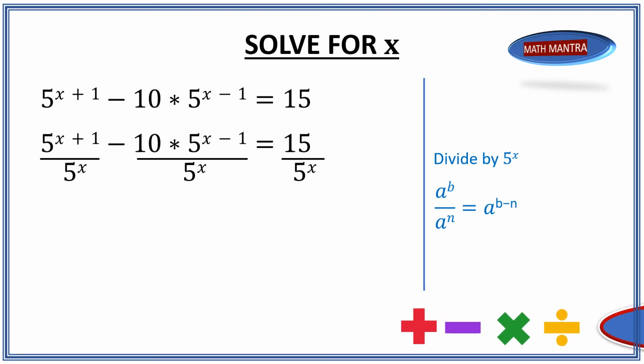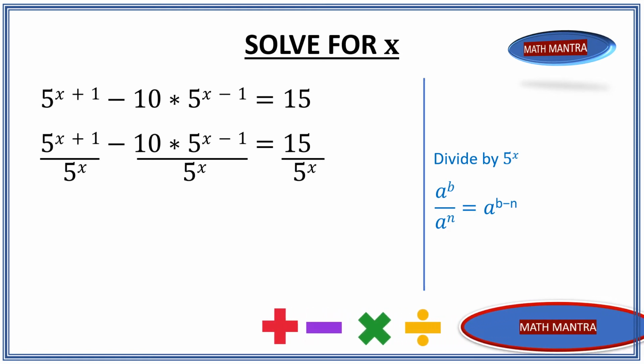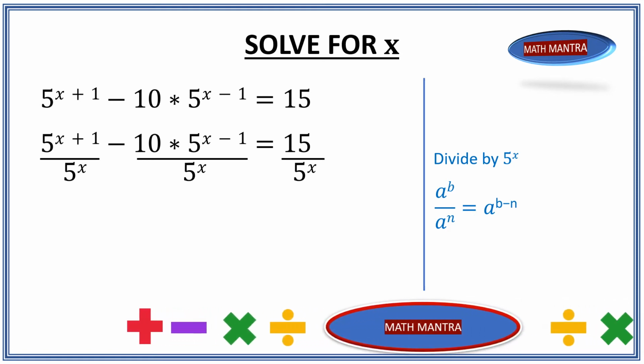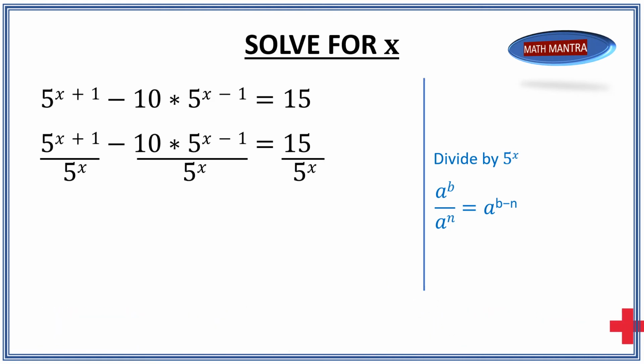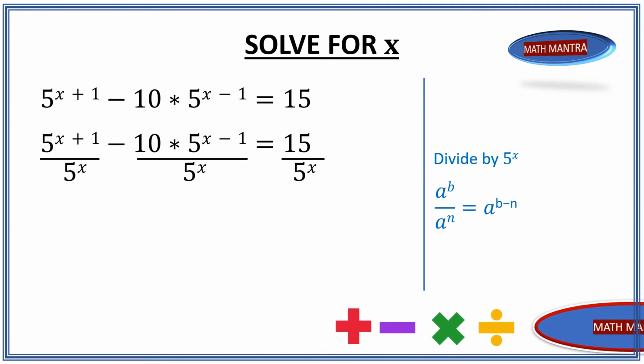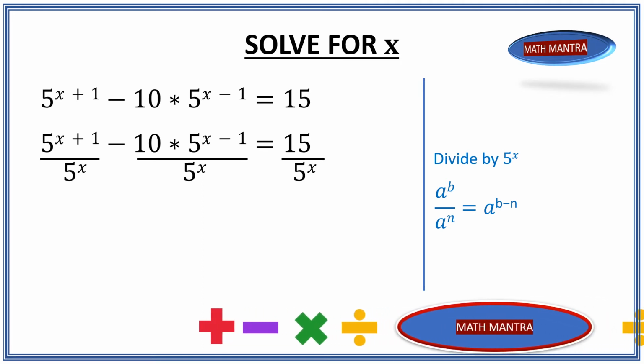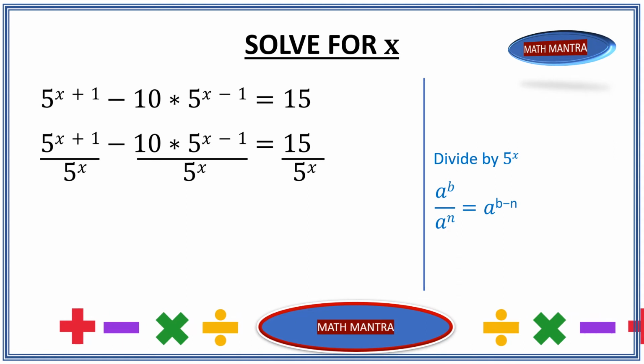Now you will have one unknown on the right side, which is 15 divided by 5 to the power of x, right? But that is the only unknown that we will have eventually once we transform this equation after dividing by 5 to the power of x. So let's go quickly and start dividing.